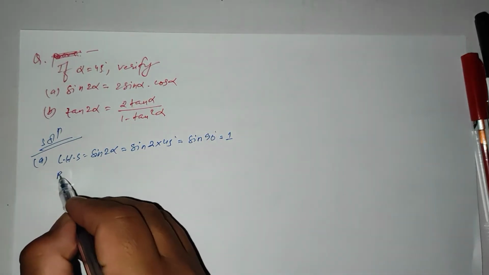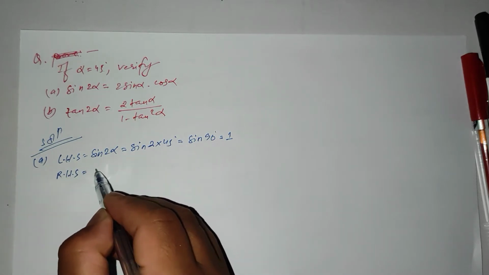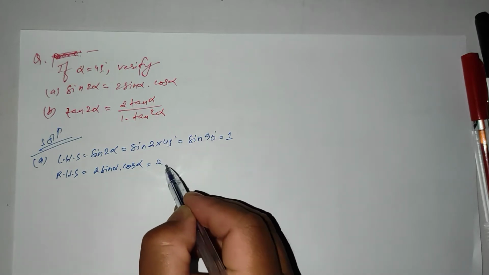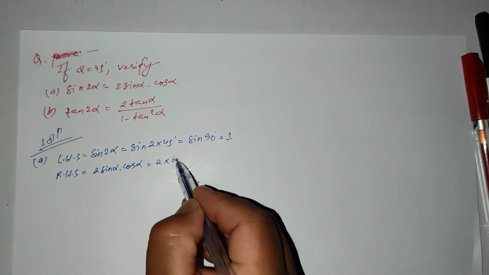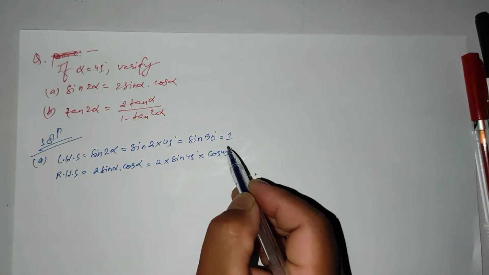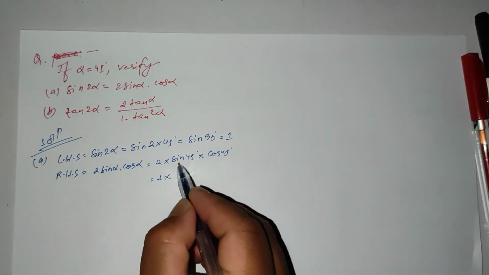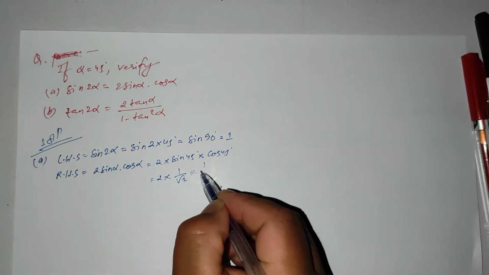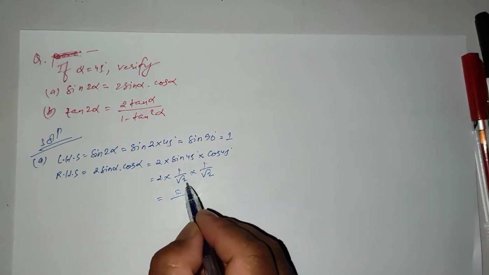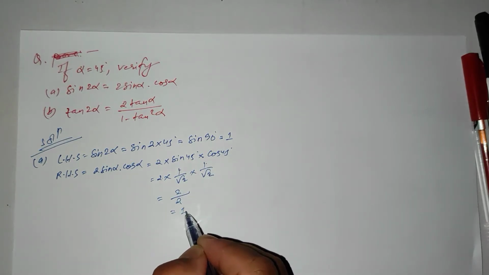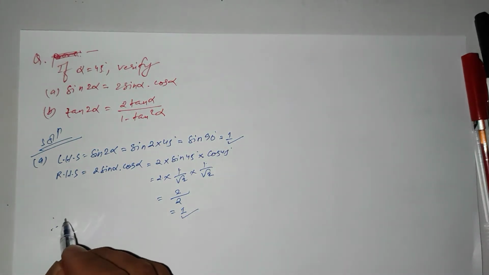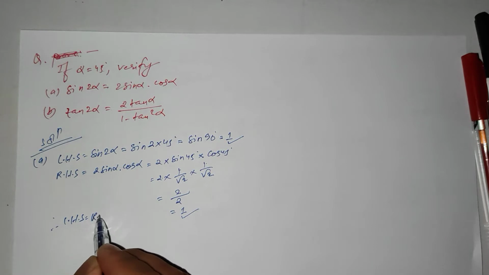Here RHS equals 2 sin alpha cos alpha. 2 sin alpha means sin 45 degree, cos alpha means cos 45 degree. 2 into sin 45, 1 by root 2, cos 45 value 1 by root 2. 2 ones are 2, root 2 into root 2 is 2, 2 divided by 2 is 1. Left hand side is equal to 1, right hand side is also equal to 1, therefore LHS equals RHS, proved.